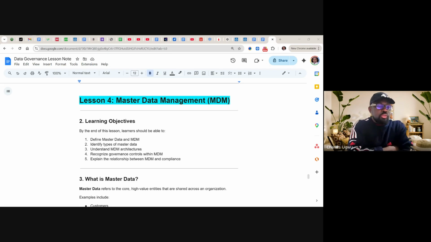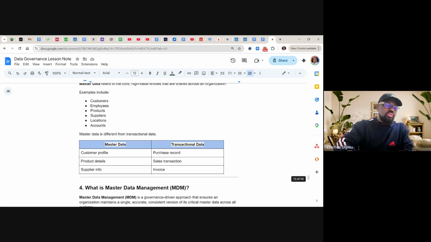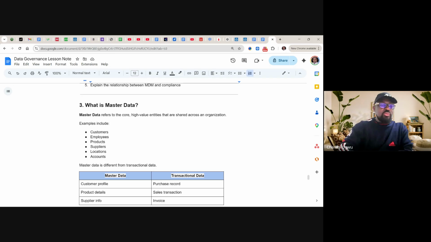We are trying to understand what master data and master data management are, identify types of master data, understand master data architectures, recognize governance control within master data, and explain the relationship between master data management and compliance. So we're starting with understanding what master data is all about. What is master data?